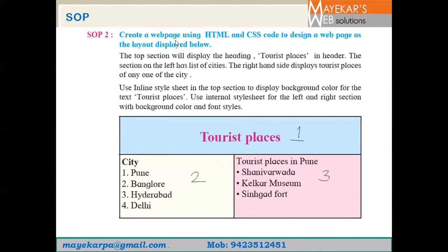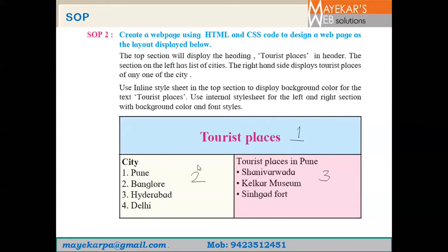Okay, so here inline style sheet you have to use for the first section, that is the tourist place. Here you want to display the background of this section as sky blue, and here tourist place is a heading which displays with the color maroon. Or you can say it's maroon color or violet color. Then use internal style sheet for the left and right section with the background color and font style.